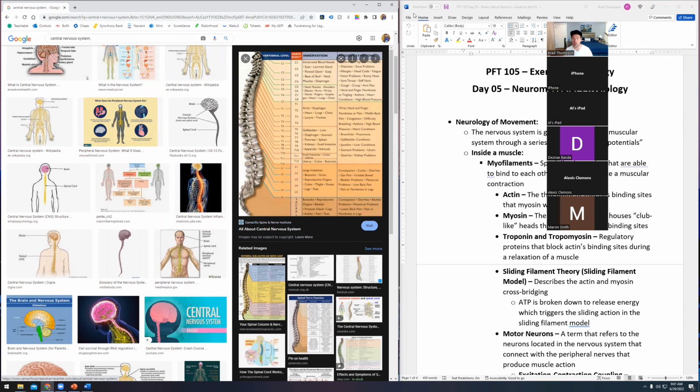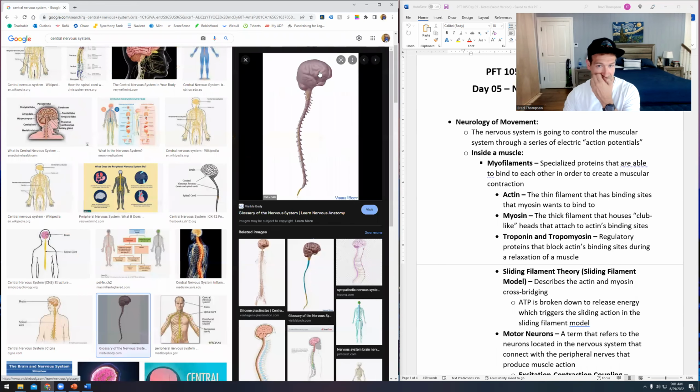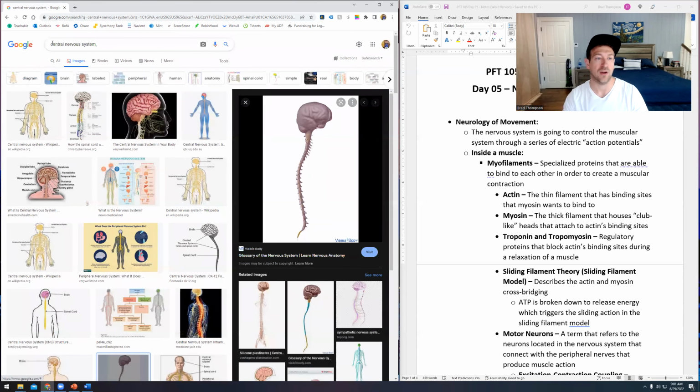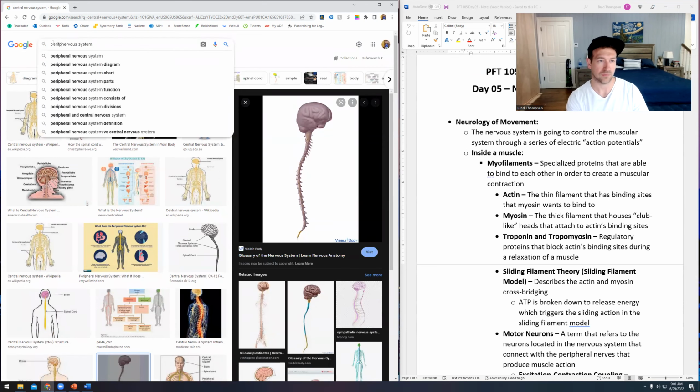Now, we need to have a connection from this central system, literally just the brain and the spinal cord here. We need to be able to get a connection to our fingertips. We need to get a connection to our toes. We need to get a connection to our hamstrings, our glutes, our quads, our whole body, right? And that's where your peripheral nervous system really comes in, right?